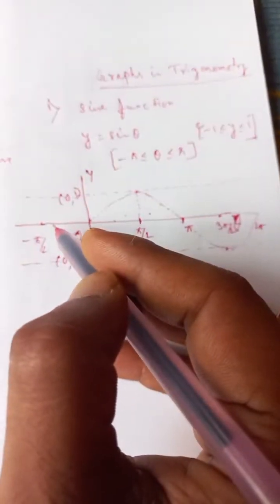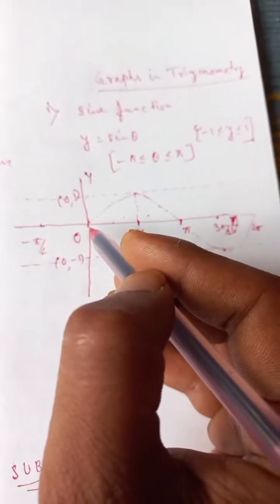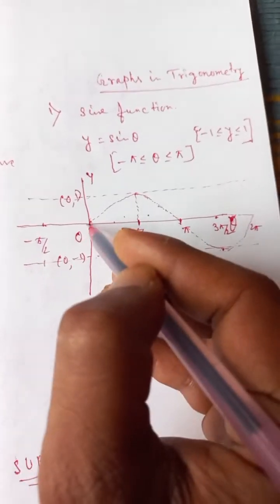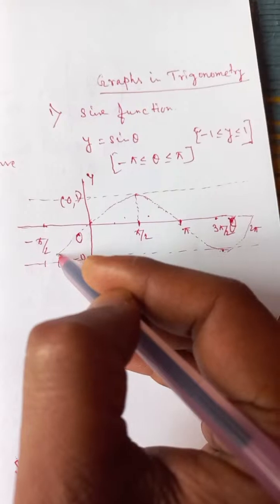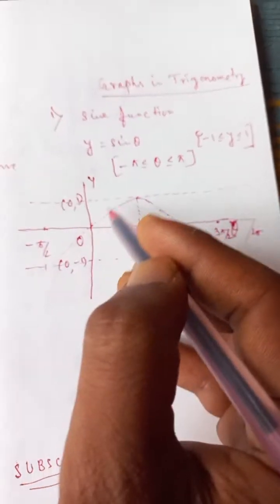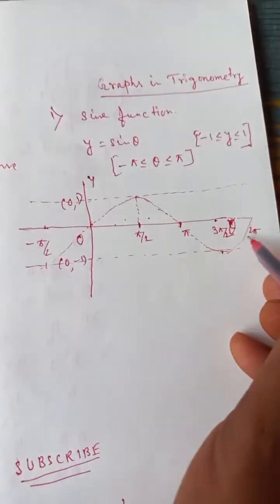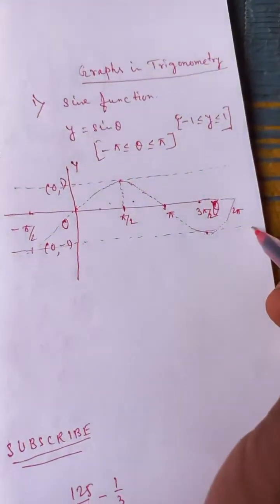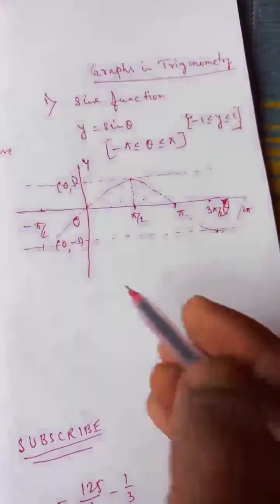And for negative pi by 2, it will be the fourth quadrant, so it touches here. So in this way the diagram takes shape, so this is the sine function.